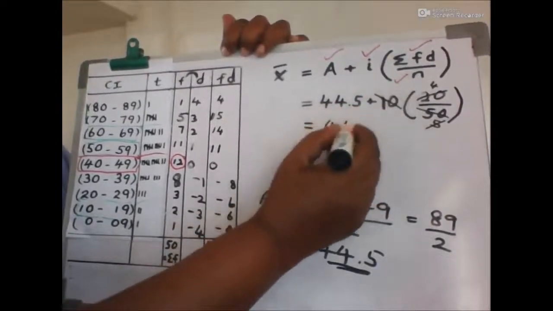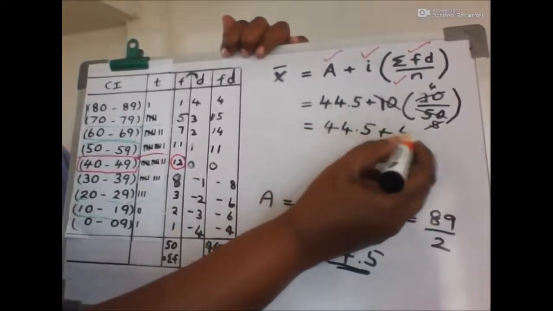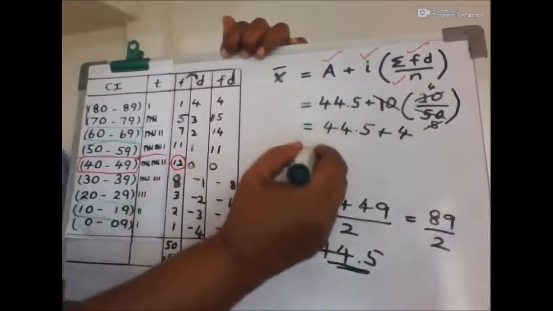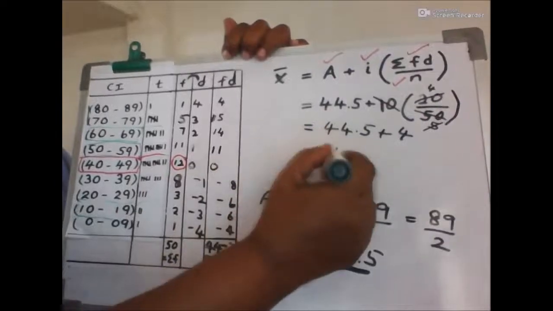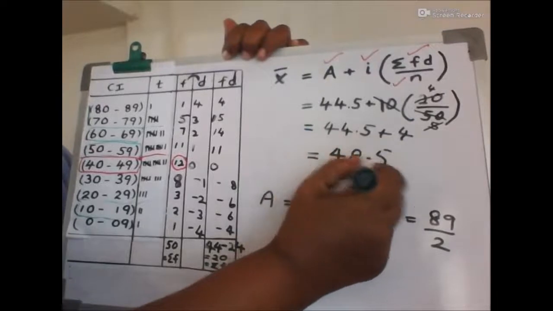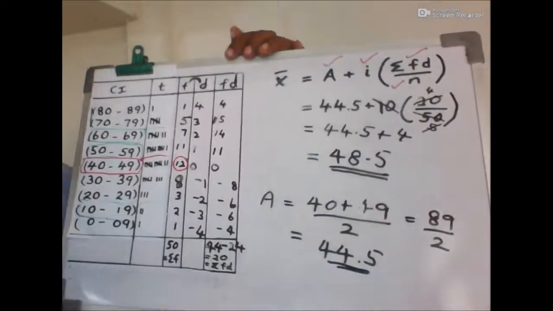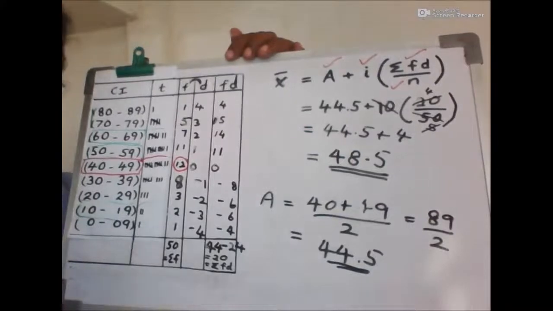So, 44.5 plus 4. So, our x bar is 48.5. Easy. Right? That's the way to do it.